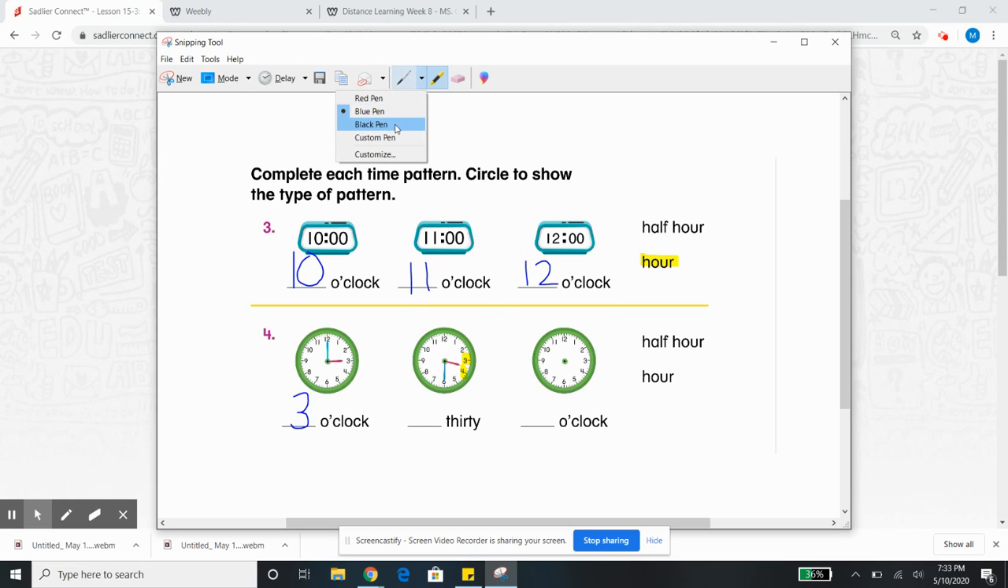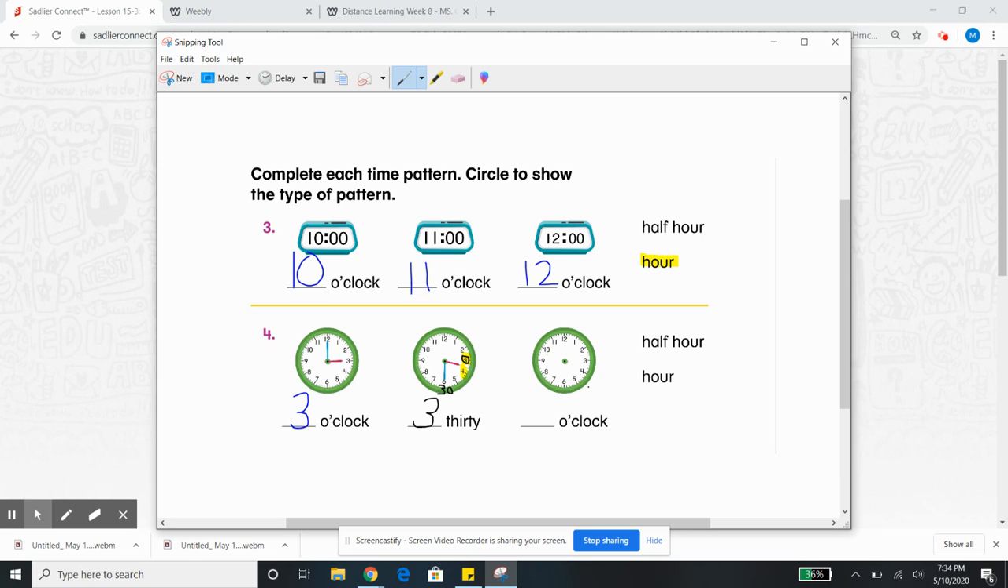Always go with the smaller number because it has not hit that full hour yet. So good, we're going to pick 3. Is it 3 o'clock? No, because it's not on that 12. It's only halfway. Look here. So this is only 30 minutes, remember? So what time is this going to be? 3:30. Awesome.